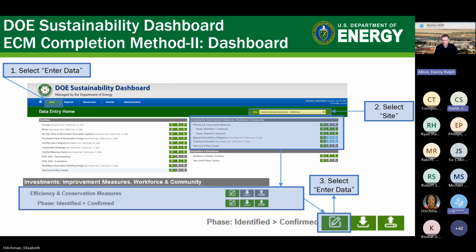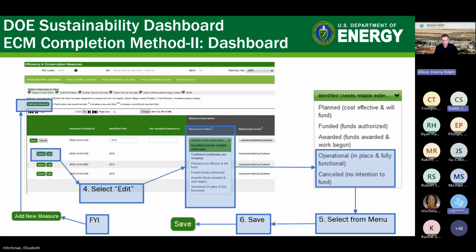The next method is within the dashboard itself, and you can go back to the main page, data entry, just like before, energy conservation measure, and then there's enter data, and you select that. It'll take you to the next slide, please. And within that, for each ECM, you can select edit the ECM, and then it'll allow you back to that same column, measure status. You can select operational cancel from the menu, and then you hit save. And that basically does what I showed before, but on the DOE dashboard.